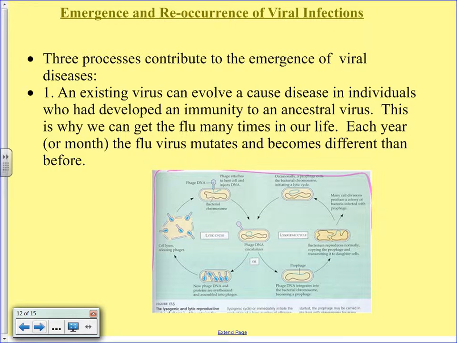Okay, so 3 processes can contribute to the emergence, that is, that we get maybe a pandemic or an epidemic. What's the difference between a pandemic and an epidemic, terminology-wise? Epidemic implies that it's more confined to a specific area. It's serious. Lots of people in that area are sick. Pandemic means it's everywhere. It's widespread.